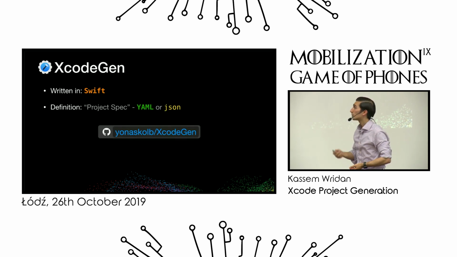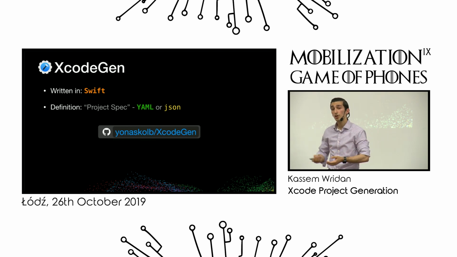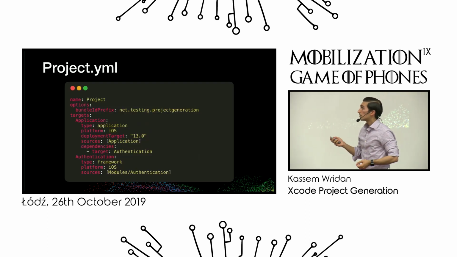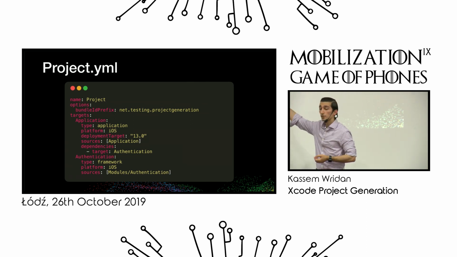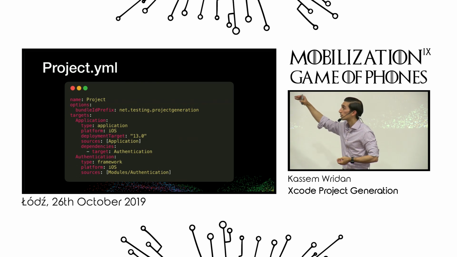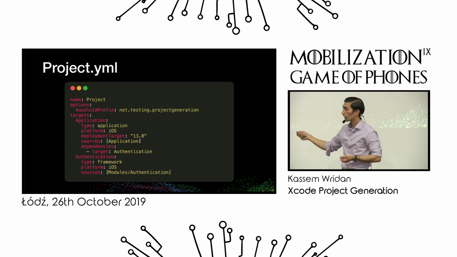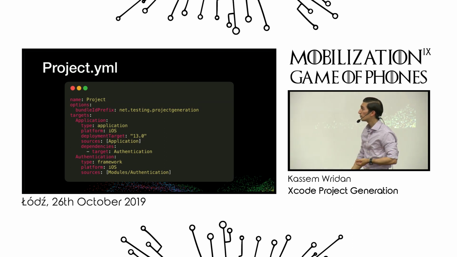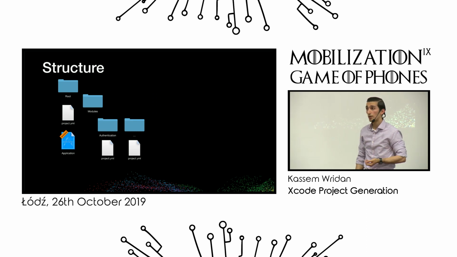It's a Swift package written in Swift. Its definition files are known as project specs. It's written in either YAML or JSON. YAML seems to be the more popular form. And this is what a project spec looks like in YAML. You define your project, you specify what it is. It's an application, where the sources live, and what dependencies it has. So in here, it depends on a target called authentication, and this is authentication. It's a framework, it's for iOS, and this is where the sources live. And this simple example will generate the main application, which is fantastic.